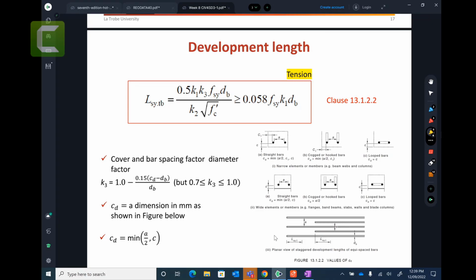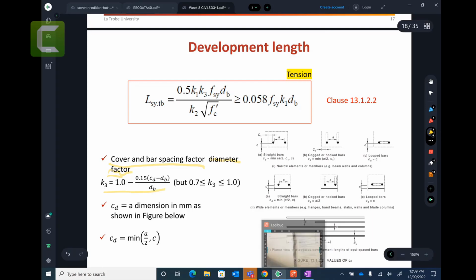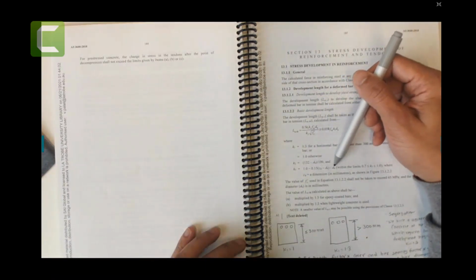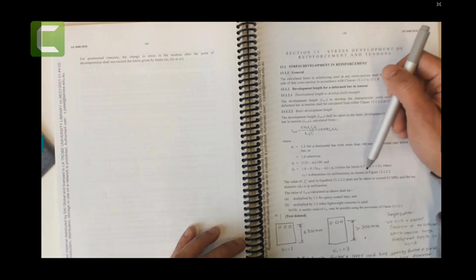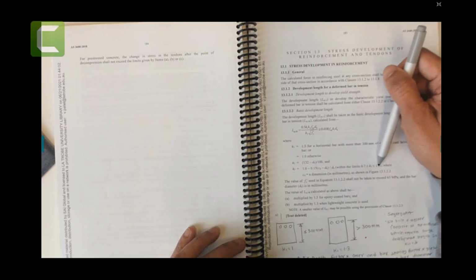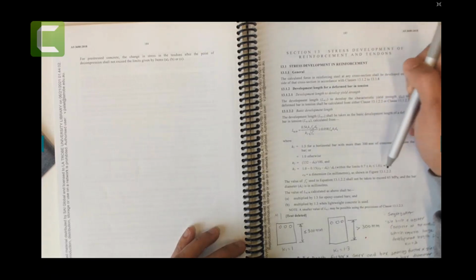Now K3. K3 is the cover and bar spacing factor. I think this one is a typo, just correct it. It's not a diameter factor, just the cover and bar spacing factor. So that is the equation for K3. I can show it to you here in the standards. K3 = 1 - 0.15 (Cd - dB) / dB, and you need to check K3 should be between 0.7 and 1. So make sure that we make these checks.